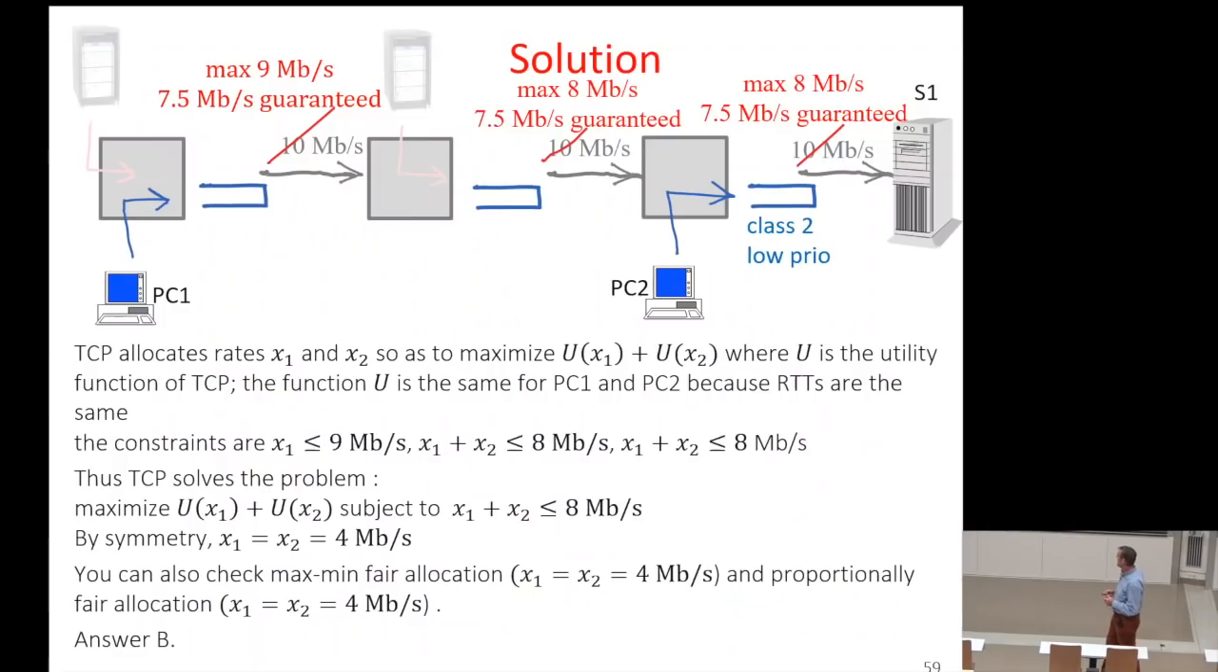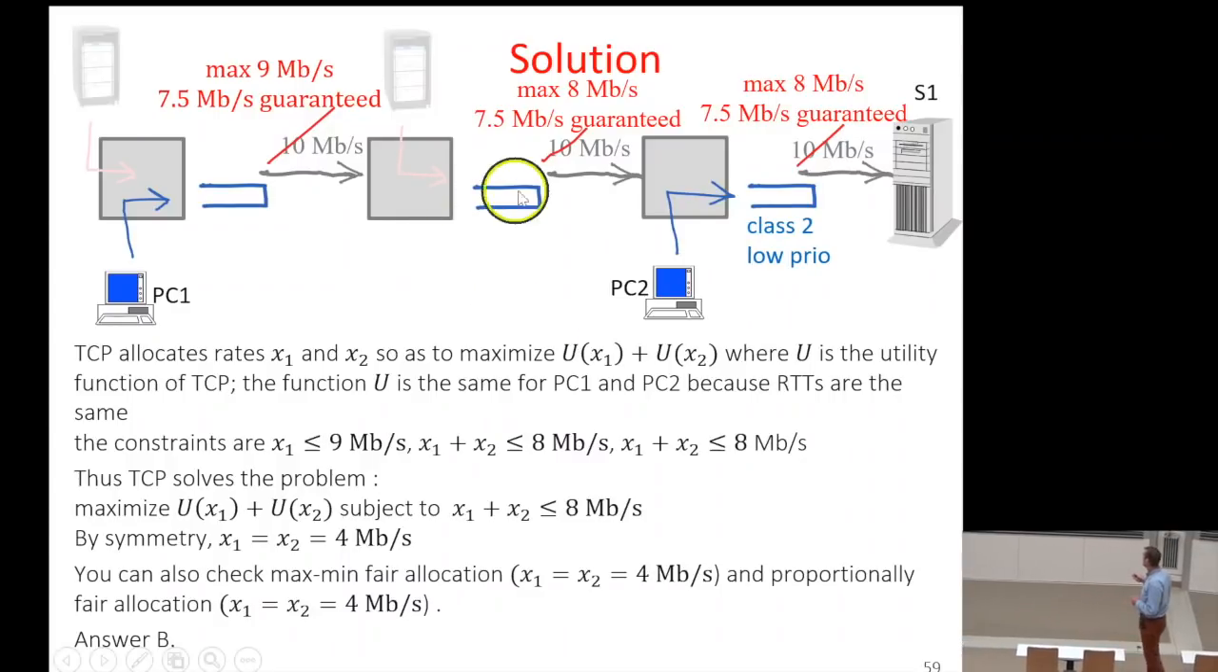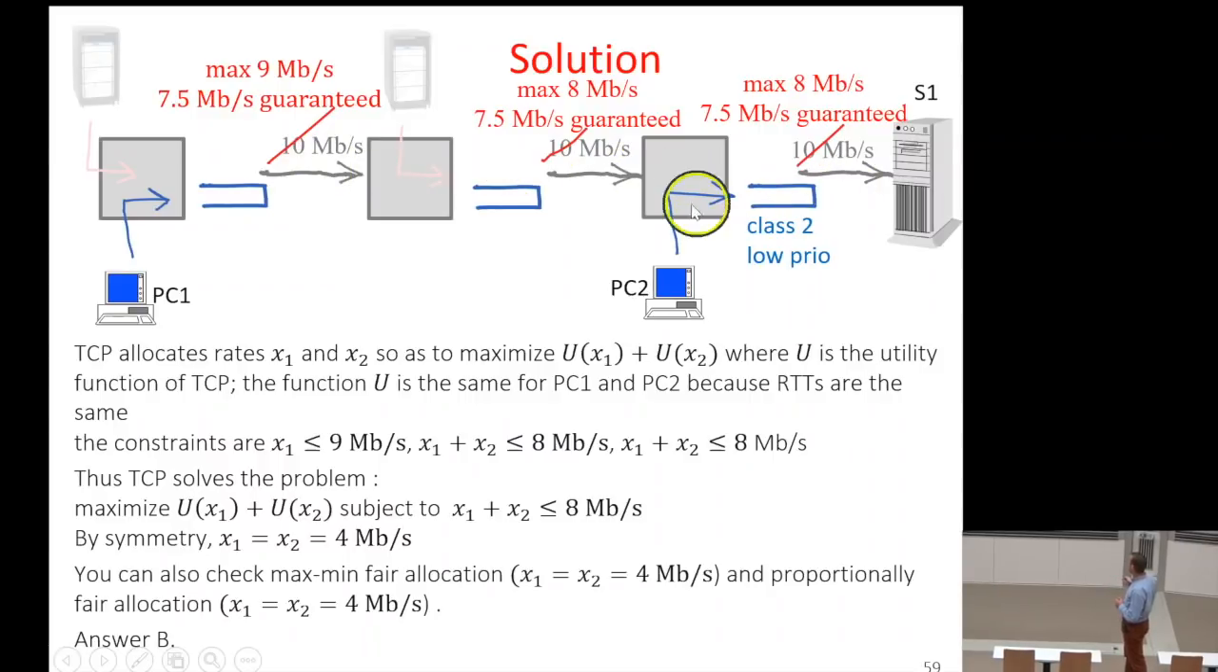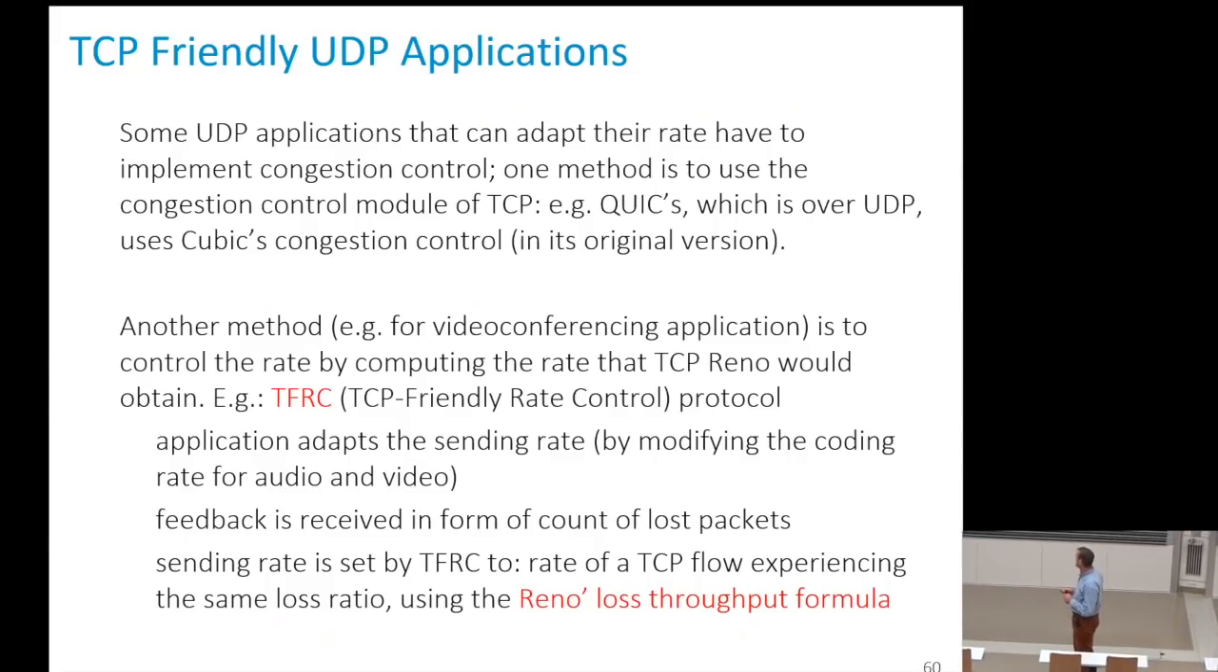So this is the story about class-based queuing. Observe here that if we look at this network, we have 3 constraints, and one of the constraints here, 9 megabit per second, is a constraint that is never hit by the limit here. So that can always happen and typically happens in many cases here.